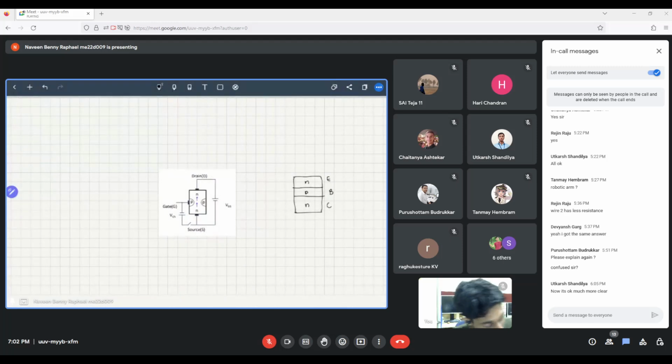On the other hand, for BJTs, when current flows here, the depletion zone here depends on how much current is flowing here. The more current that flows here, the depletion zone here changes, and therefore it can act as a switch and so on.